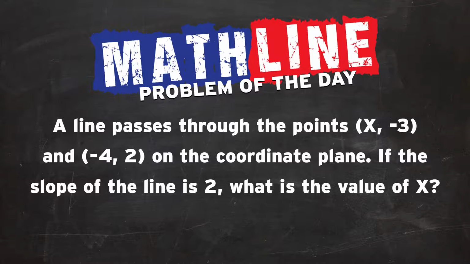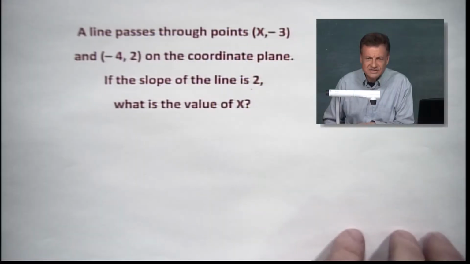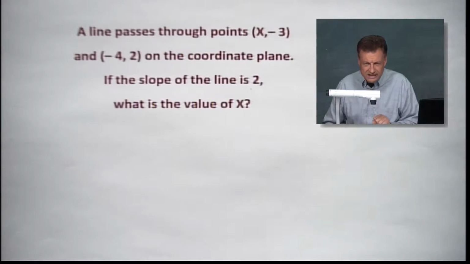So again, we're given 2 points. Well, sort of given 2 points. We're given 1 point. We're given a slope. And we're going to find one of the missing coordinates for that second point. So let's take a look and see how we're going to go about working this.